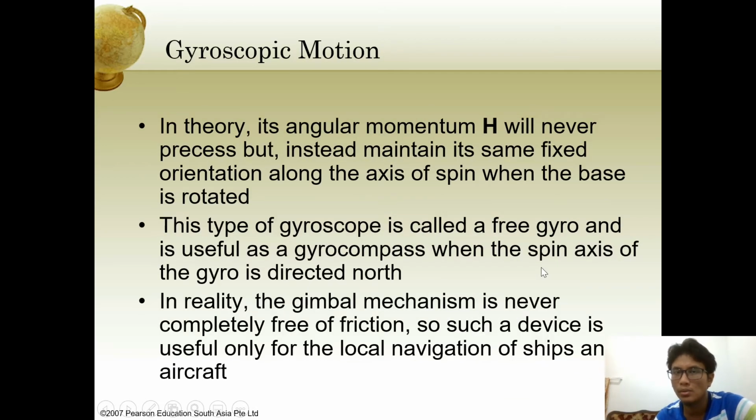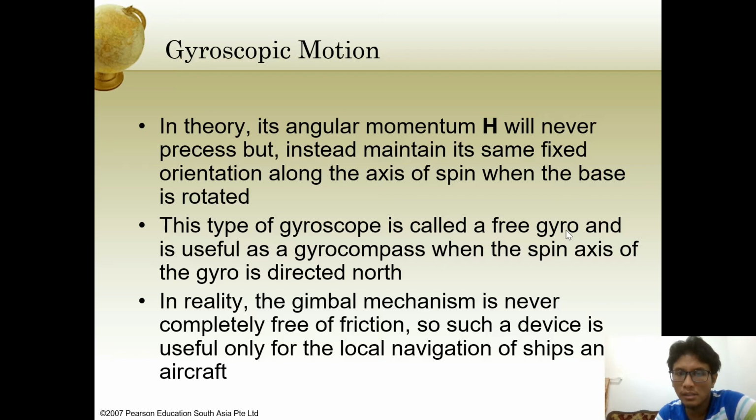It will stick to the initial position, maintaining the same fixed orientation along the axis of spin when the base is rotated. So it will stay fixed to the initial orientation. This type of gyroscope is called a free gyro. So we have free gyro and maybe we can call it forced gyro, like in vibration, free and forced. I don't know whether that is the correct name, but this one is a free gyro because there is no precession. It is useful as a gyro compass when the spin axis of the gyro is directed north.